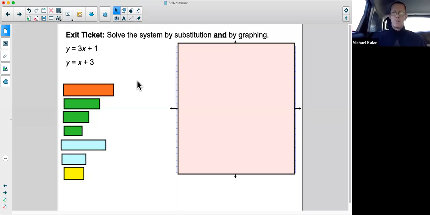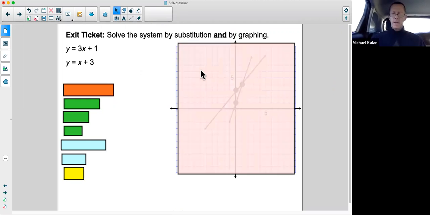Next, exit ticket. I want you to solve this system by substitution and by graphing. So we get a little graphing practice, and we're just, again, emphasizing that it doesn't matter what method you end up using, you should get the same answer. Although graphing, remember, is difficult, can cause issues if you're not completely accurate. Okay, go ahead and do this entire problem, both ways.